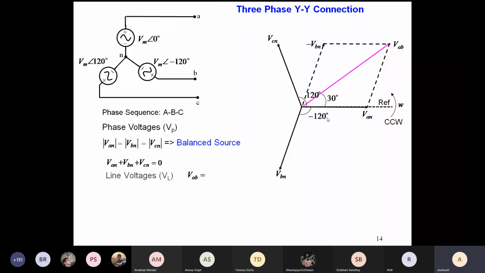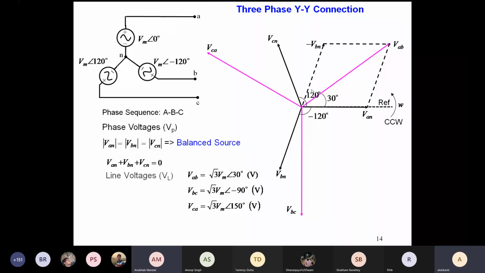So the magnitude is root 3 Vm, angle 30 degrees. So this is a three-phase Y connection. Similarly for VBC it is root 3 Vm, angle of minus 90 degrees. This is just the repetition of what we did a few slides back. Similarly, VCA is root 3 Vm, angle of plus 150 degrees. So this is just a recapitulation of the earlier.